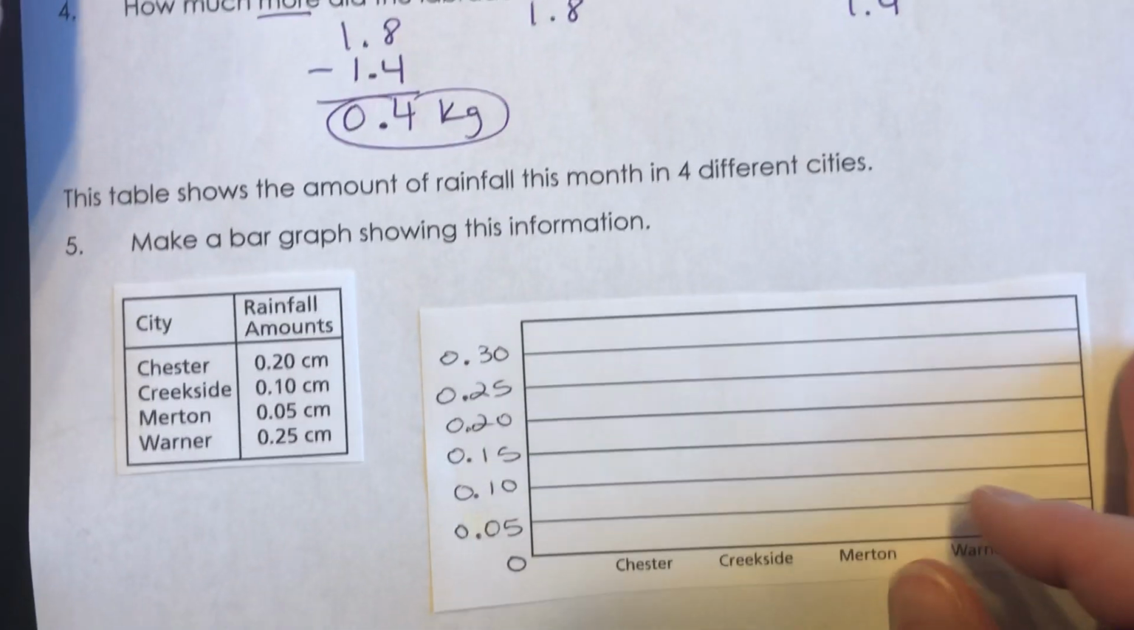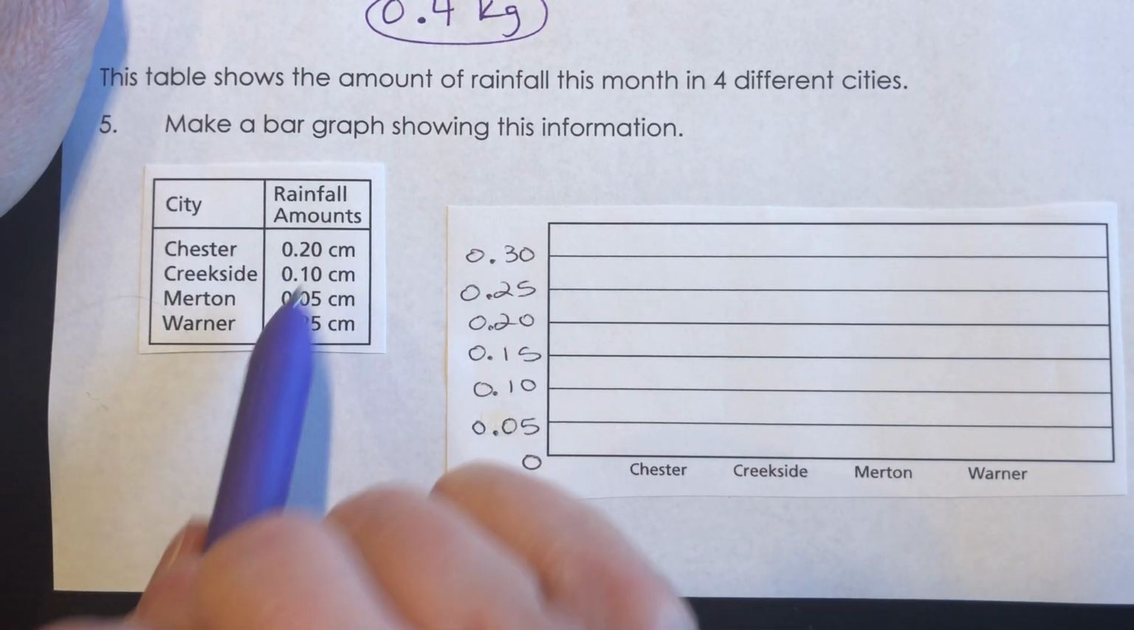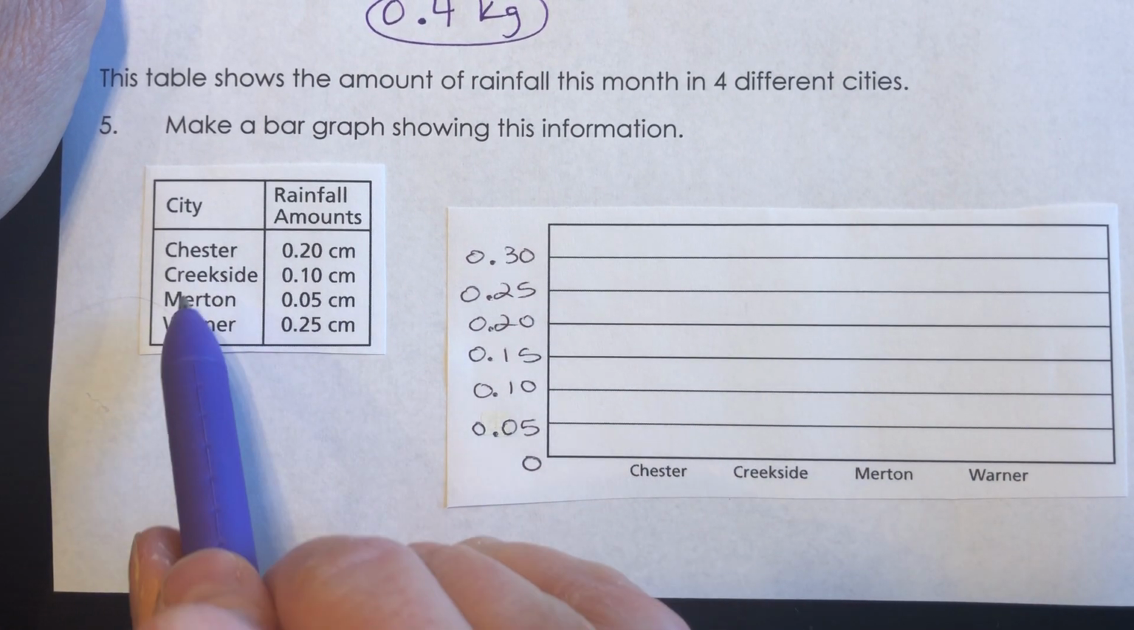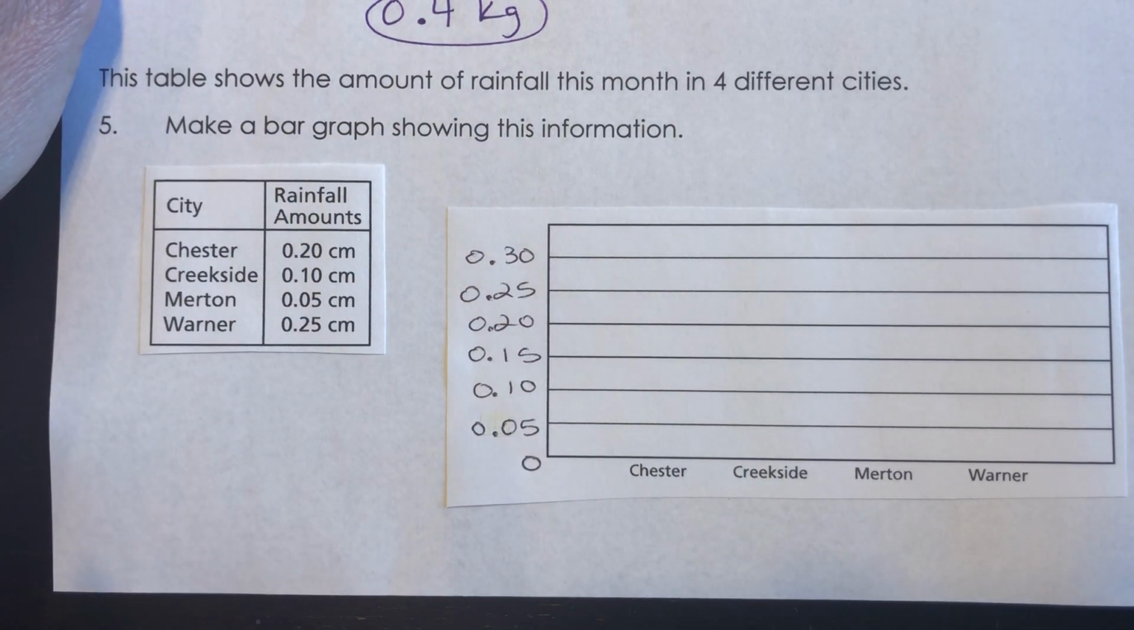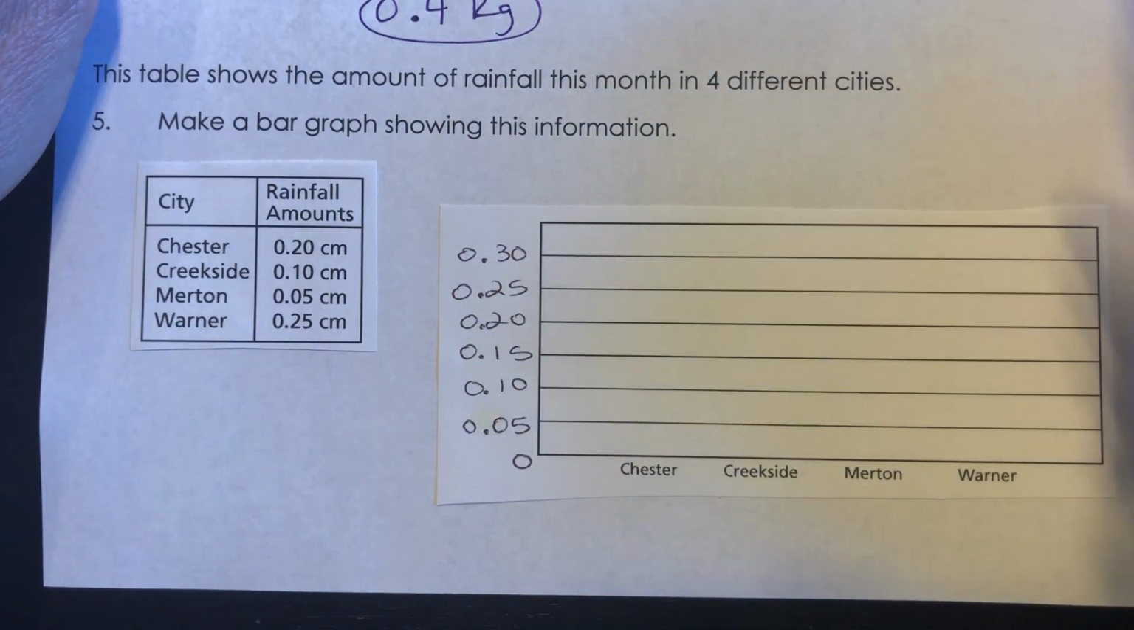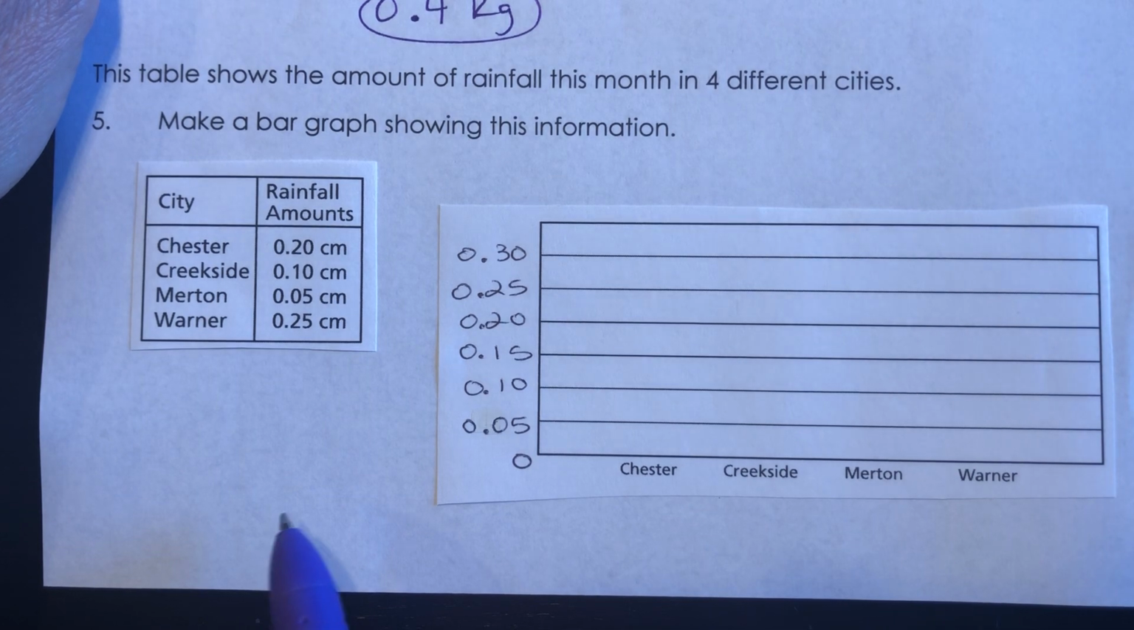Okay, last part here. We have a table, and this table shows the amount of rainfall this month in 4 different cities: Chester, Creekside, Merton, and Warner. I've never heard of any of those. I don't know if they're actual cities. I cut this out of a different assignment.